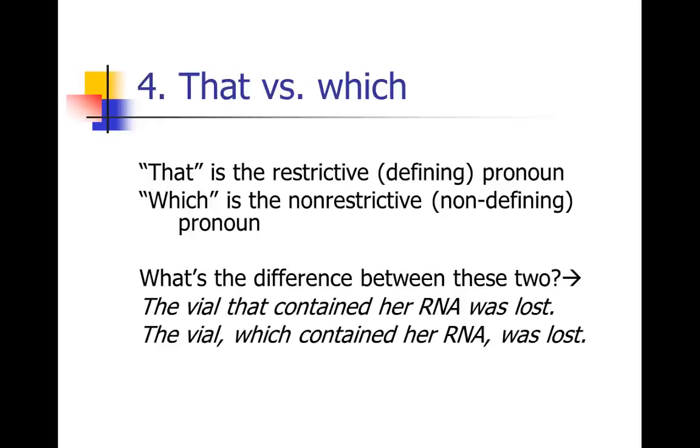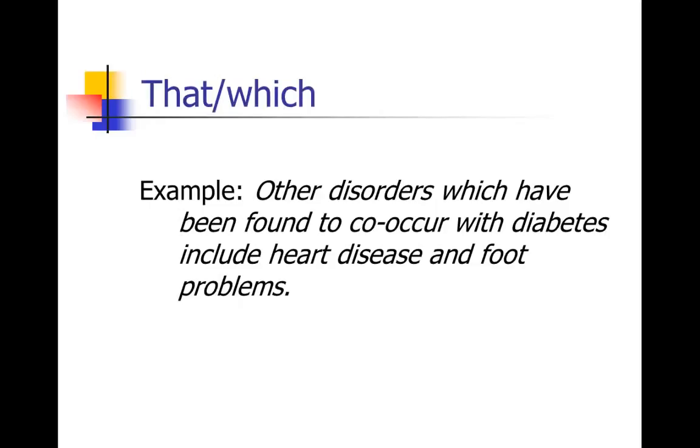So there's only one vial in question in that sentence. I'll give you some more examples of that versus which. For example, this was a sentence I had to edit. It said, other disorders which have been found to co-occur with diabetes include heart disease and foot problems. Well, the clause "have been found to occur with diabetes" is actually essential material, so there shouldn't be a which there, it should be a that.